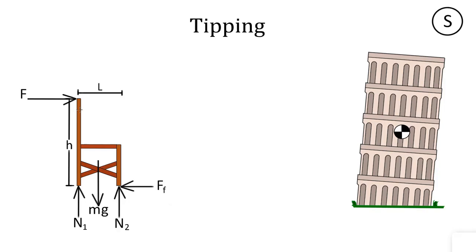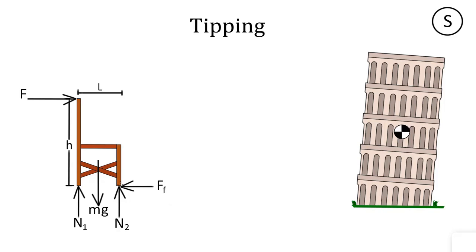So let's just imagine you have this chair right here, and the chair is going to have friction with the floor. It's not completely smooth. And so basically, the chair has a height of h, and you're going to be pushing the chair from the very top with a force F. And you're going to see when this chair eventually tips.